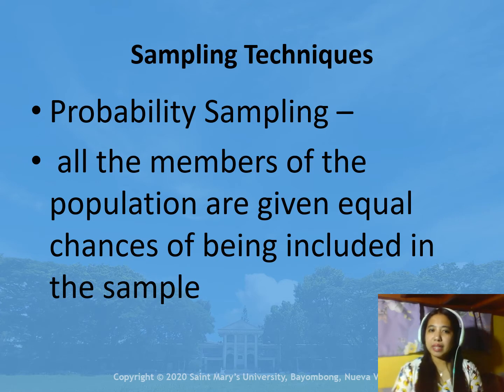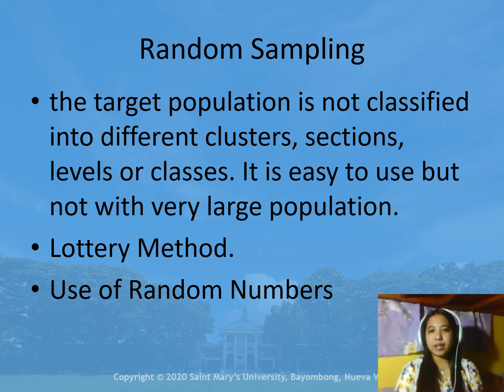In probability sampling, all the members of the population are given equal chances of being included in the sample. In simple random sampling, like the lottery method or use of random numbers, the target population is not classified into different clusters, levels, or classes. The whole population is considered as one group.